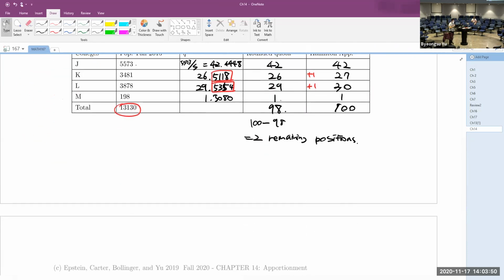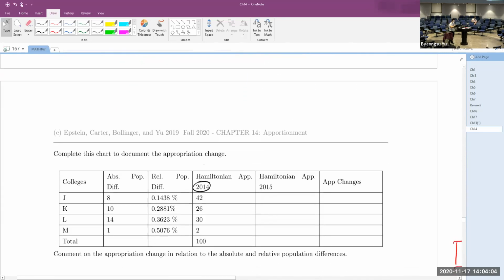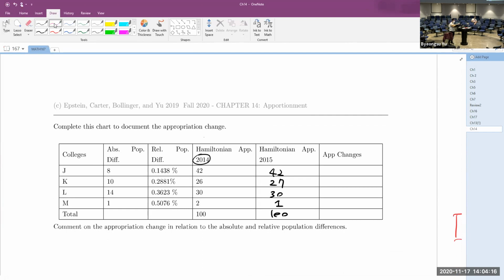Okay, then let's compare this apportionment. The Hamilton apportionment from 2014 came from the first example in the Hamilton apportionment. And the number we just calculated is the Hamilton apportionment for 2050. So it is 42, 27, 31, and the total is 100. So this apportionment changes. For J college, it is not changed. For K college, one position increased. For L college, it is not changed. But for M college, one position was dropped, right?